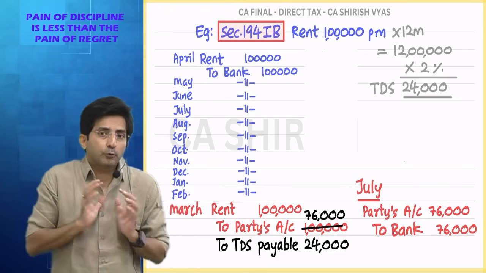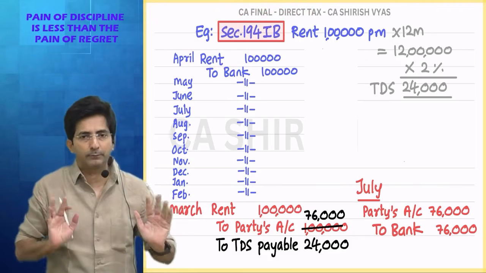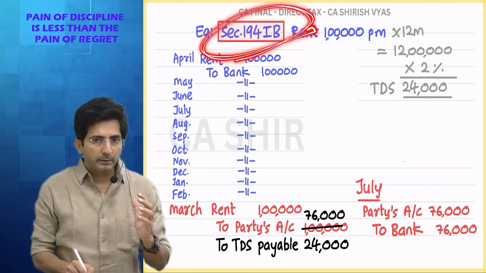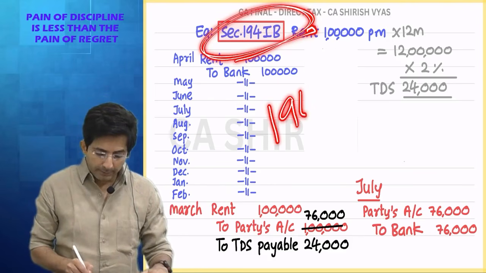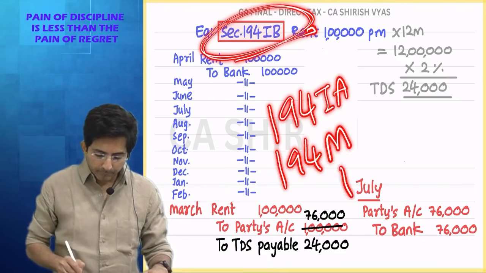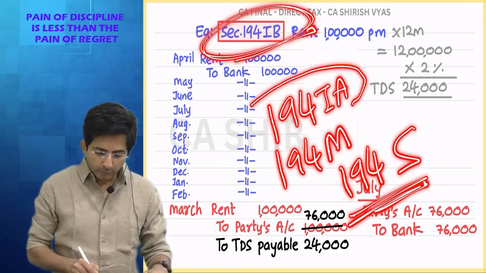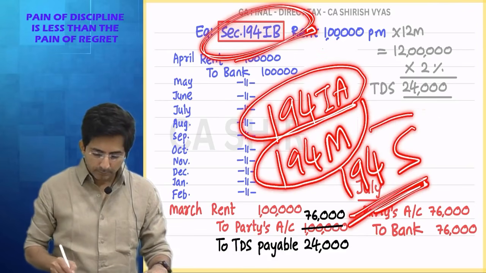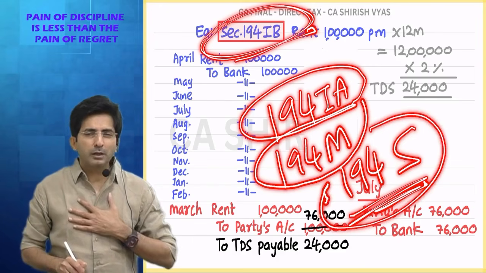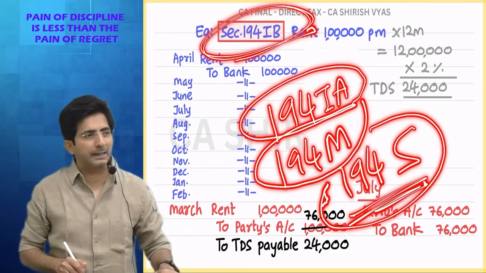And why so special soft corner for IB people? Because IB is for people who are small individual HUF, that's why special relief. In fact, this soft corner government also has for 194 IA, 194 M, 194 S. You know, the concept of soft corner is applicable in 4 sections. Soft corner means soft corner for what? Poor assessee, we have tortured him with TDS compliance.